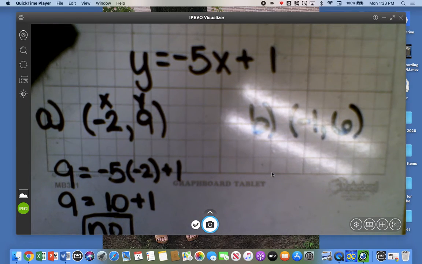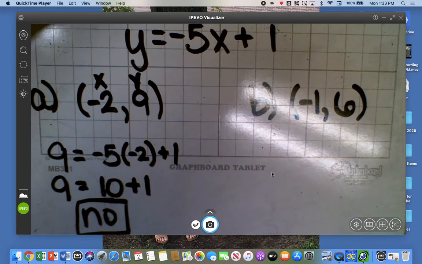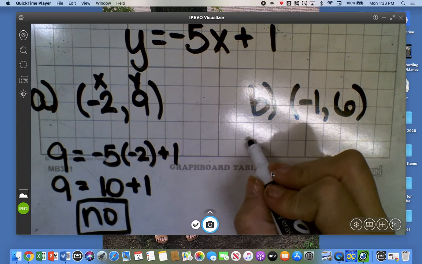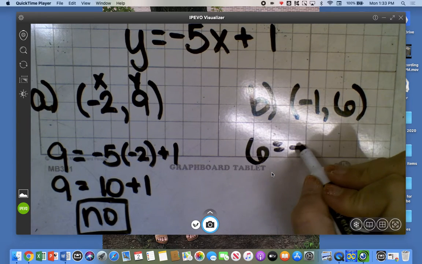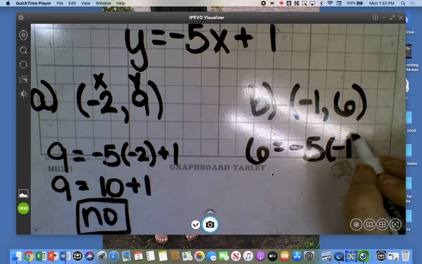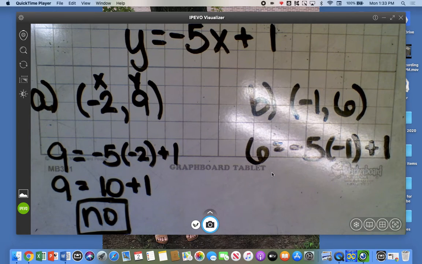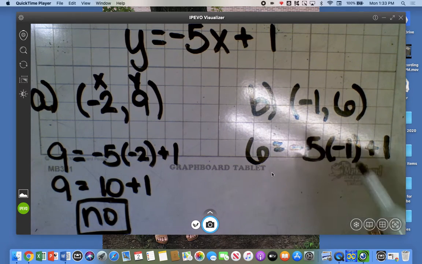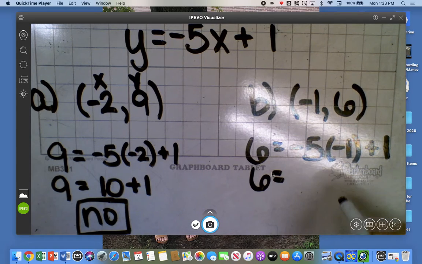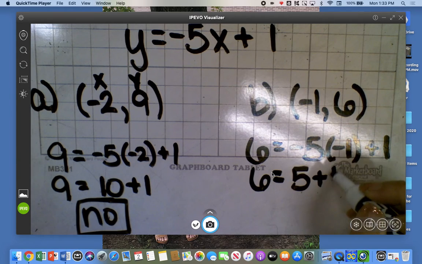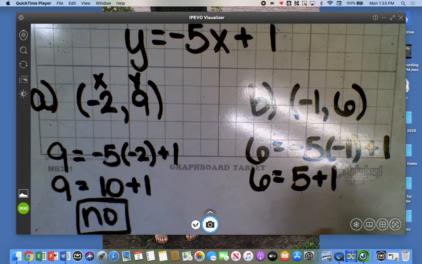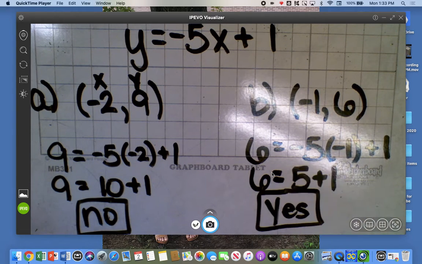All right, on the second one, we're plugging in. I want to know, is 6 equal to -5 times -1 plus 1? Excuse me again. I'll say the dust from the markers really gets me. All right, so then we have 6 equals, 2 negatives would be a positive 5 plus 1. Do you guys think that's going to work or not? 6 is equal to 5 plus 1? You betcha.